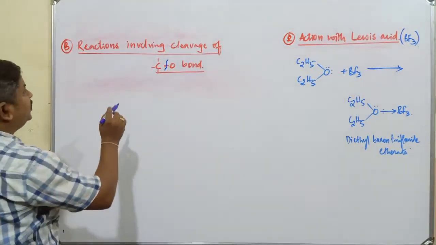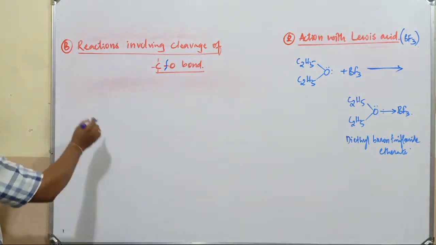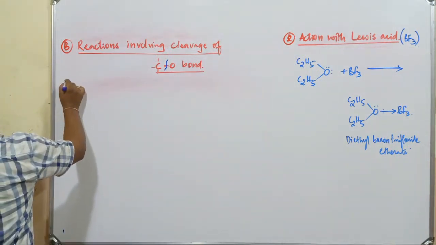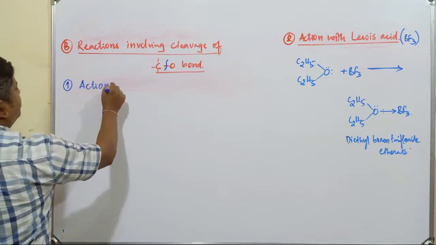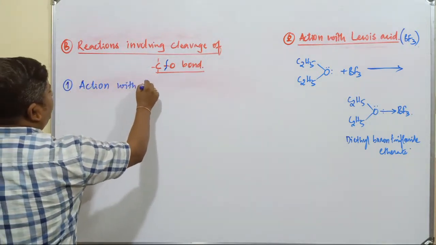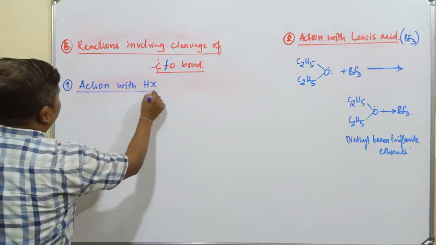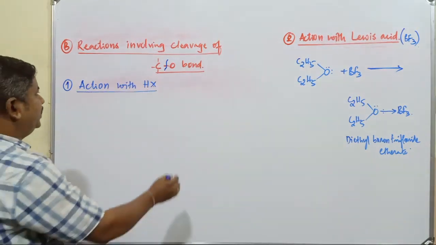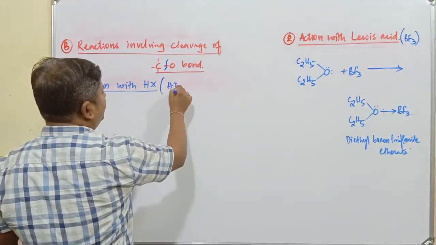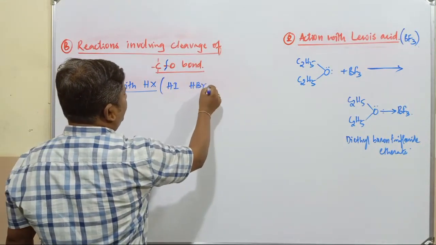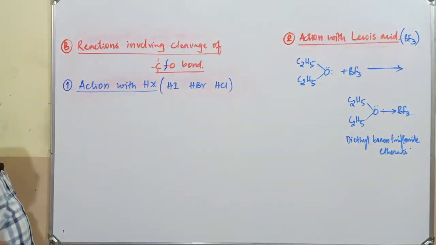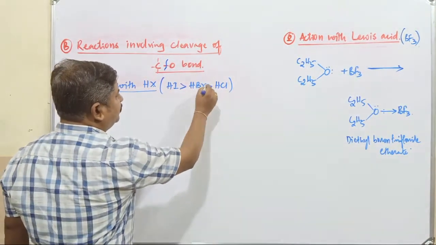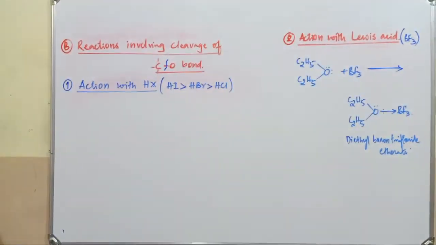In these reactions involving cleavage of the carbon oxygen bond, we'll go with the first one. Number 1, action with HX. This HX may be hydrogen iodide, hydrogen bromide, or hydrogen chloride. What's the order of reactivity of these three hydrogen halides? HI is the most reactive, and HCl is going to be the least reactive towards this reaction.